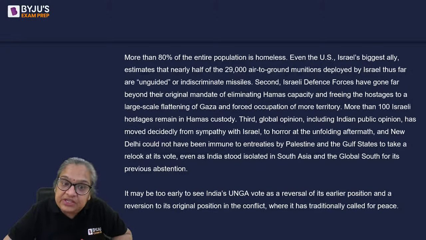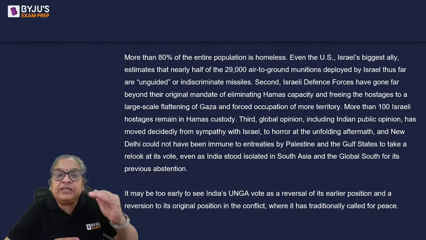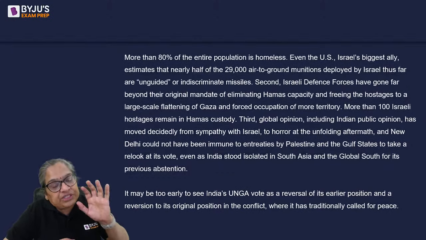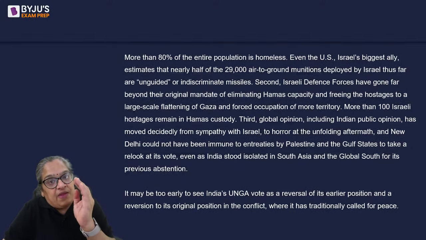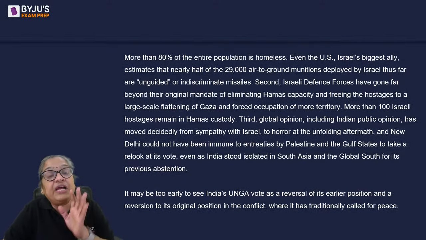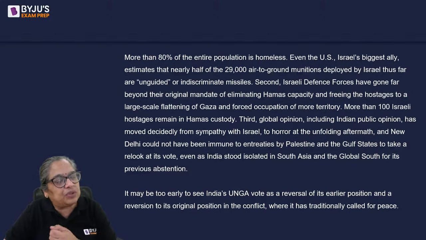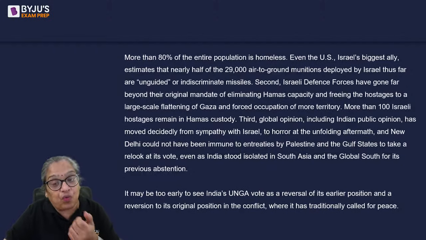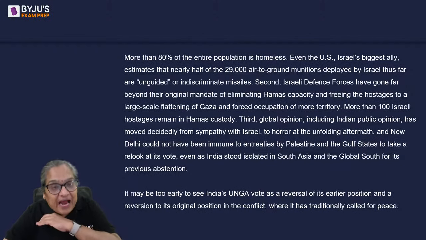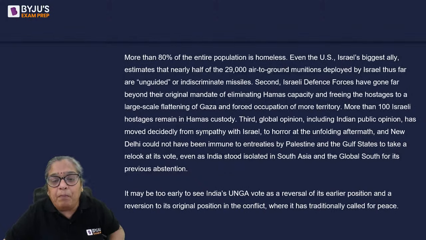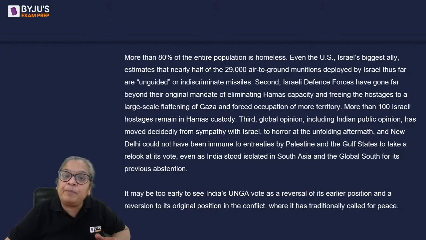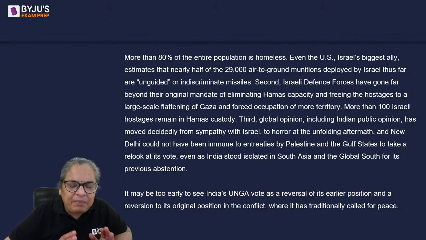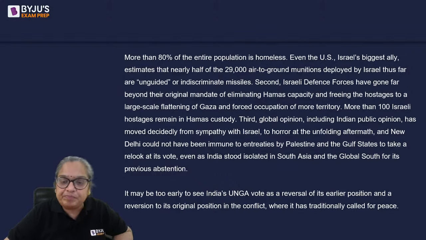More than 100 Israeli hostages still remain in Hamas custody. But still, the defense forces have gone beyond their original mandate, that we'll get these hostages back and we'll eliminate Hamas's capacity so that it is not going to be in a position to attack us again. But what have they done instead? They've just flattened the Gaza territory through bombardment, and they have forcibly occupied more territory. In the process, they haven't managed to free all their hostages.